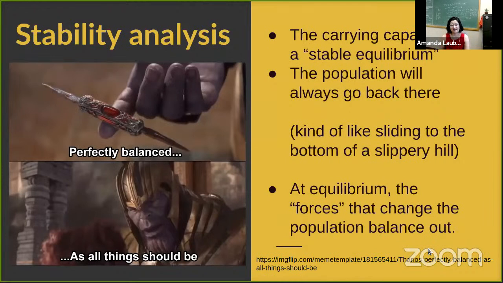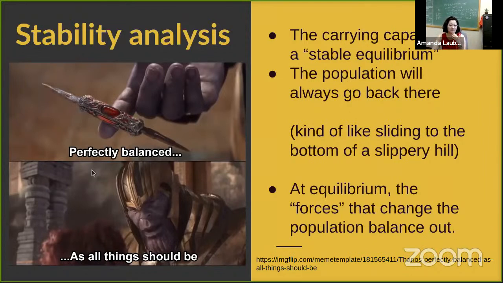And that's the basic idea behind stability analysis. The carrying capacity is what's called an equilibrium value. It's stable, and it just means the population is always going to go back there, the same way that you would expect to slip to the bottom of a hill. And at equilibrium, the different forces that act on the population, their tendency to grow and the limits of the environment, are just balancing out.